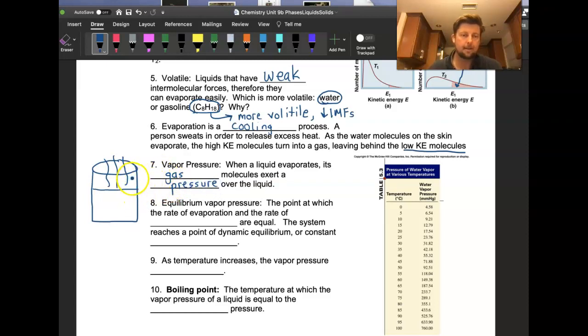So they're going to bounce off everything, the inner walls of this beaker. They're going to bounce back on the surface of the liquid. And then, of course, if there's a cover on it, it'll bounce off those as well.